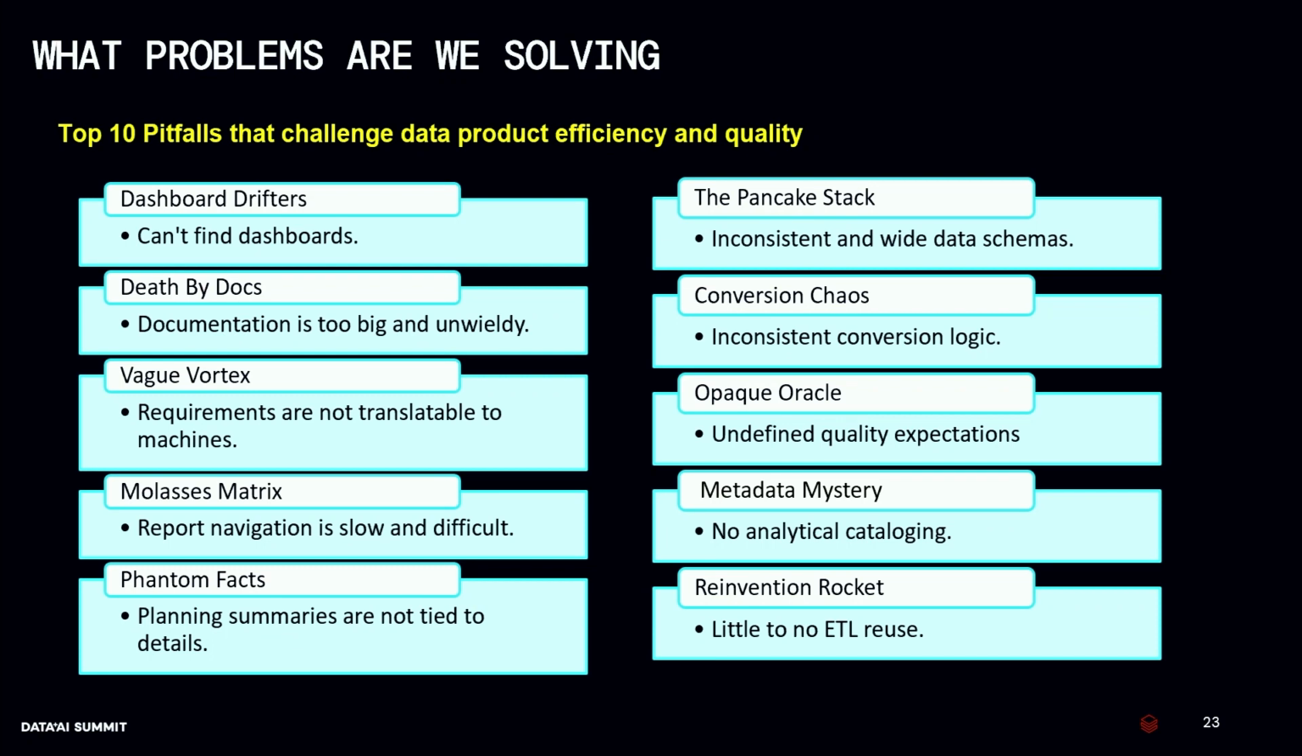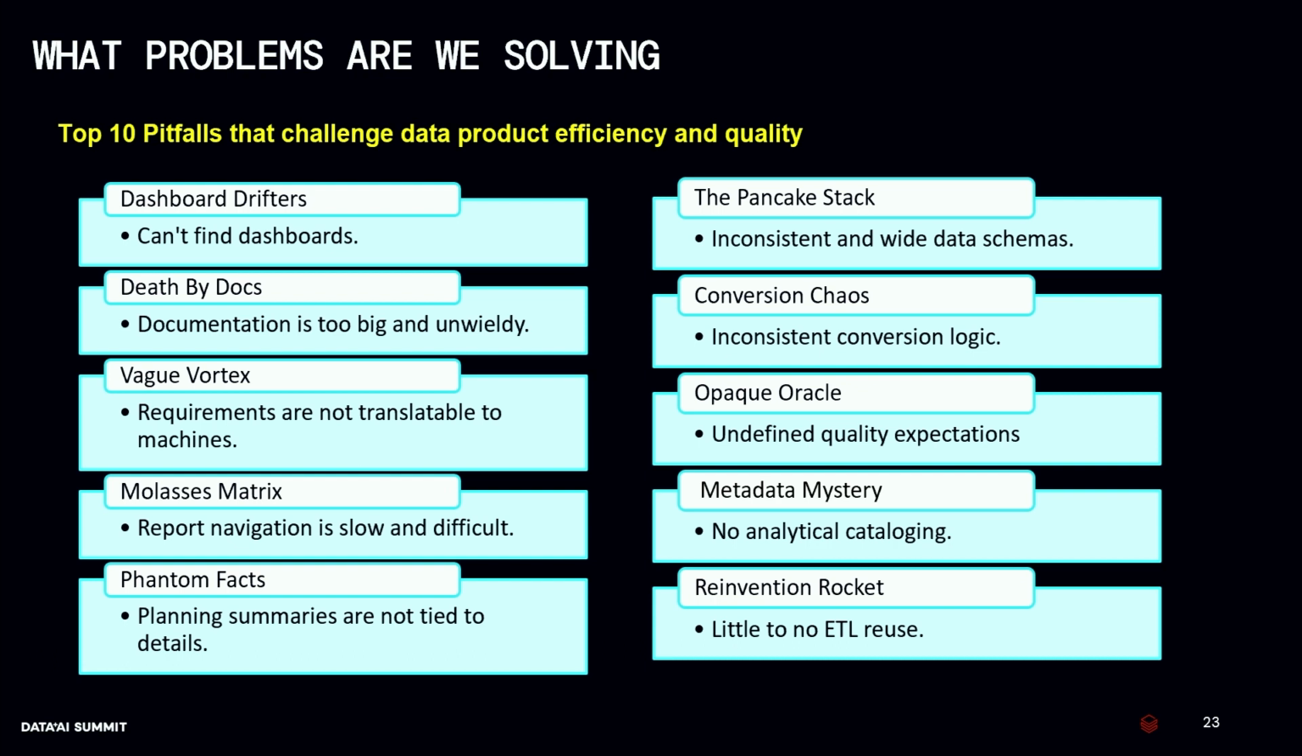So what did we go over today? We went over dashboard drifters, not being able to find dashboards. We went over my personal death by docs experience, where the documentation is too big. We went over the vague vortex challenge. We went over the molasses matrix, when the report's too slow. We went over the phantom facts problem, where project managers have reports that aren't necessarily substantiated by the facts we would like to see. We have the pancake stack problem, where the data table's too wide.